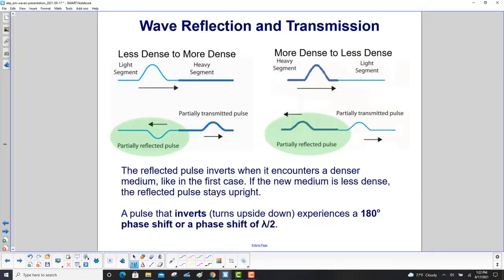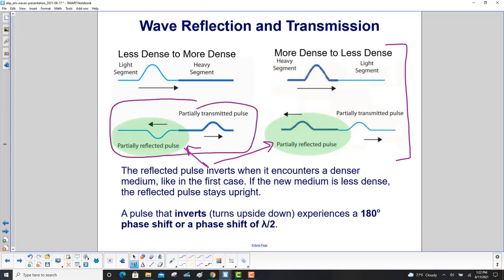Okay, we're showing the same pictures now, and now let's look at the reflected pulse. The reflected pulse inverts when it encounters a denser medium, like over here. If the new medium is less dense, the reflected pulse stays upright. A pulse that inverts, turns upside down, experiences a 180-degree phase shift or a phase shift of lambda over 2.